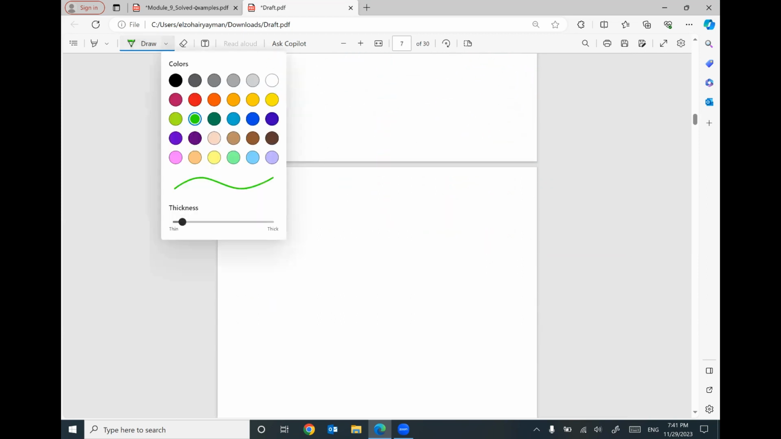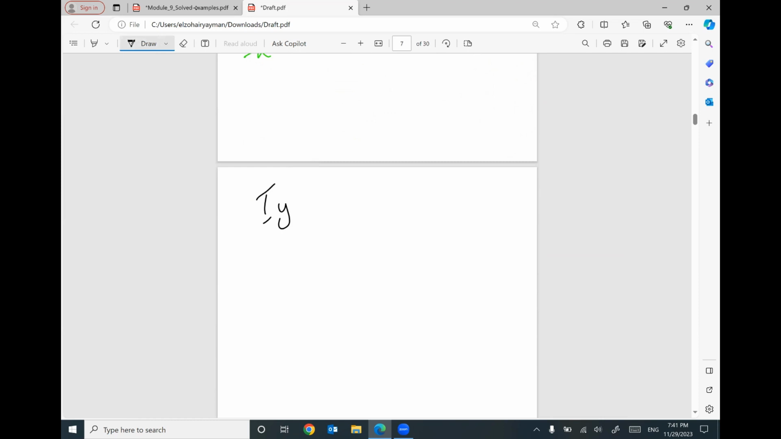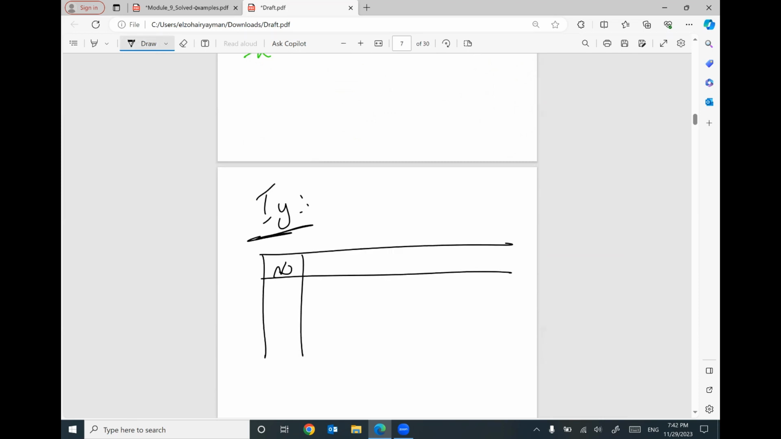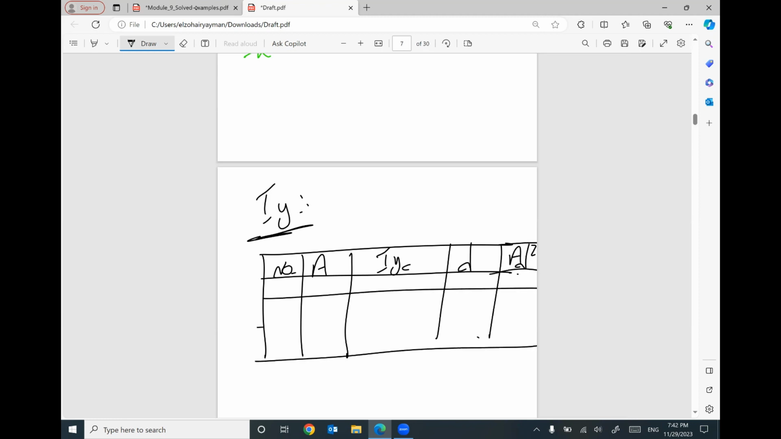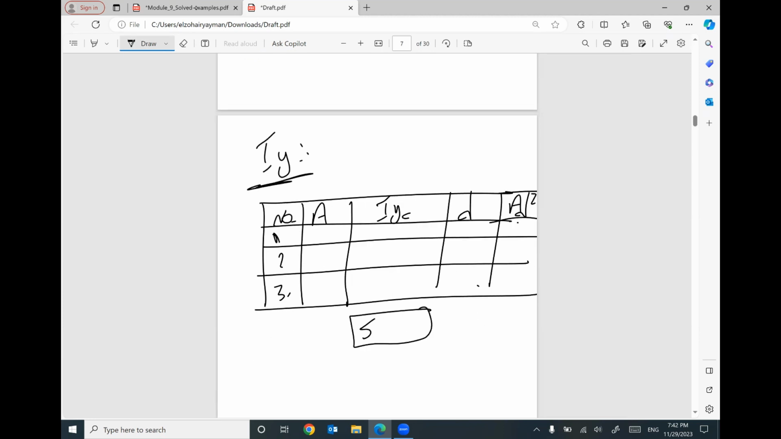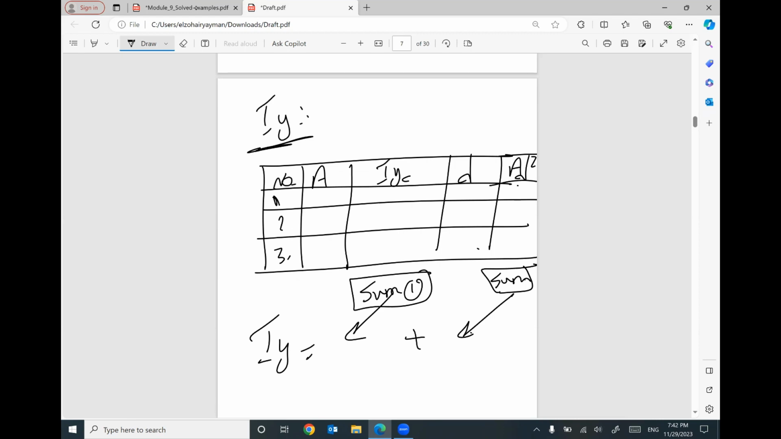Also, you need to do another one for Iy. Set up your table: number of parts, area of each part, Iy for each part, distance, area times distance square. Part number 1, 2, 3. I will find out the summation here and the summation here. Then the final Iy will be this one plus this one. Does that make sense?